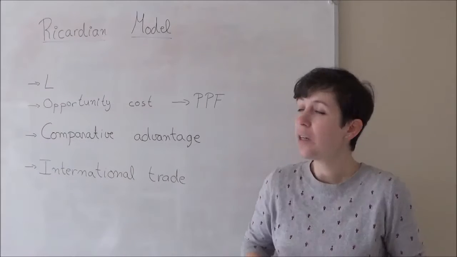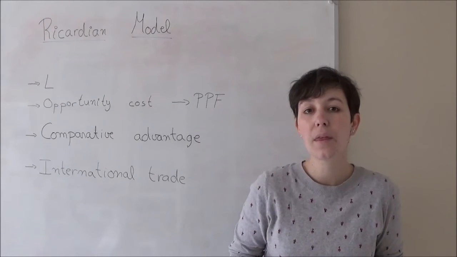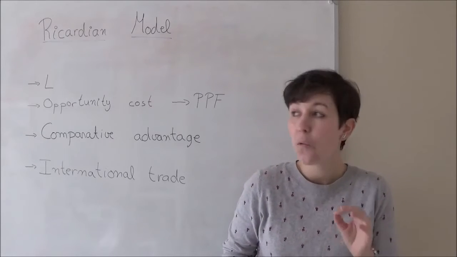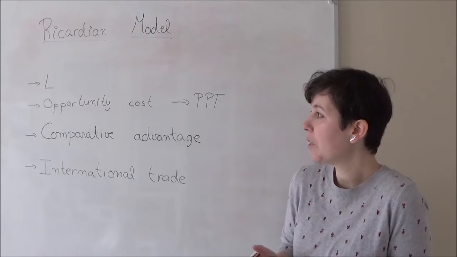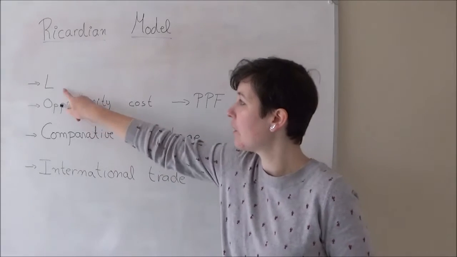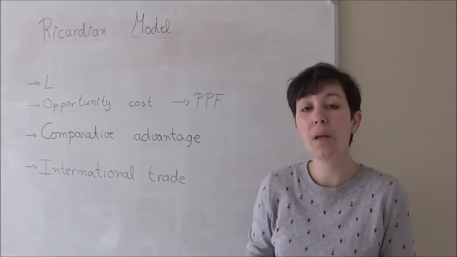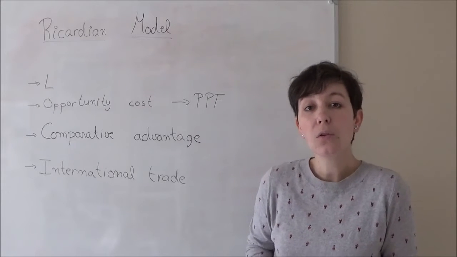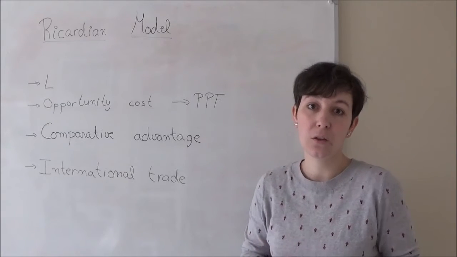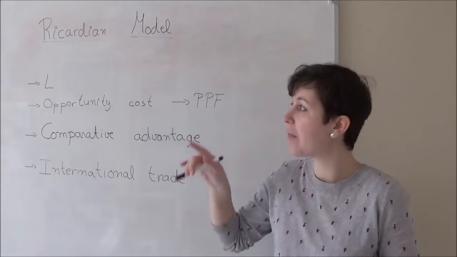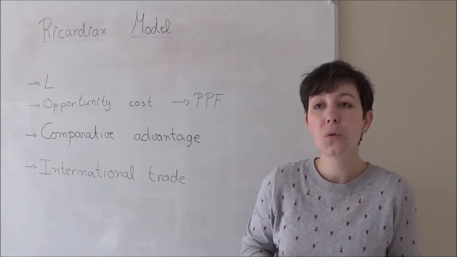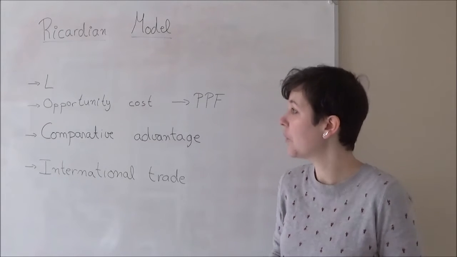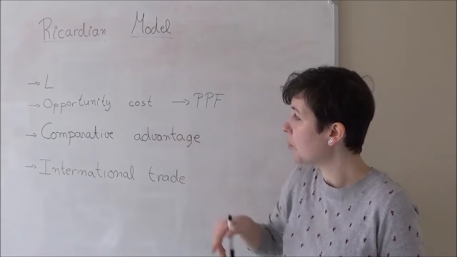This chapter is dedicated to one of the theories of international trade. This is the Ricardian Model, where the main feature is that we are going to have just one production factor, that is going to be labor, and also the technology is going to be important, because it's going to make labor different in terms of production given the technology. Also, we are going to talk about the opportunity cost.